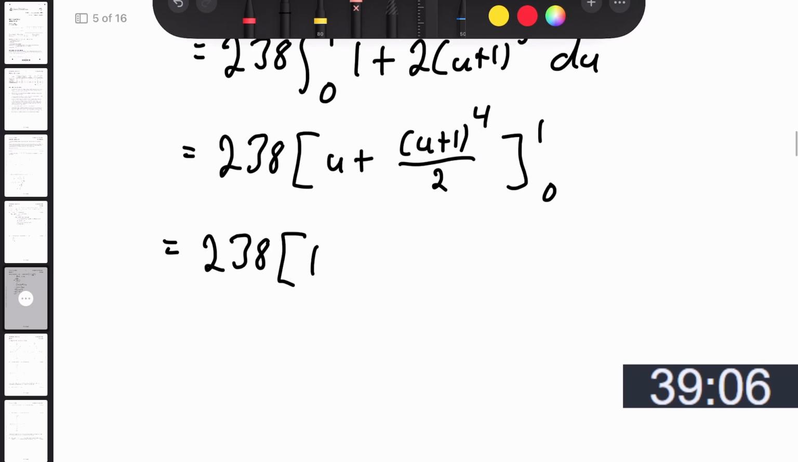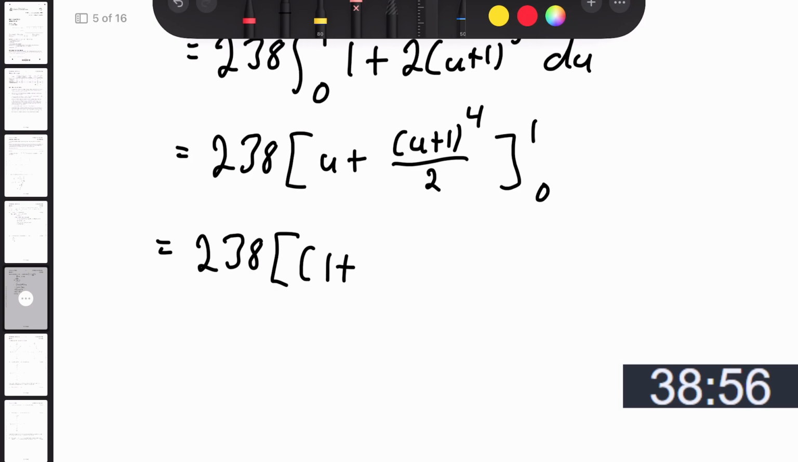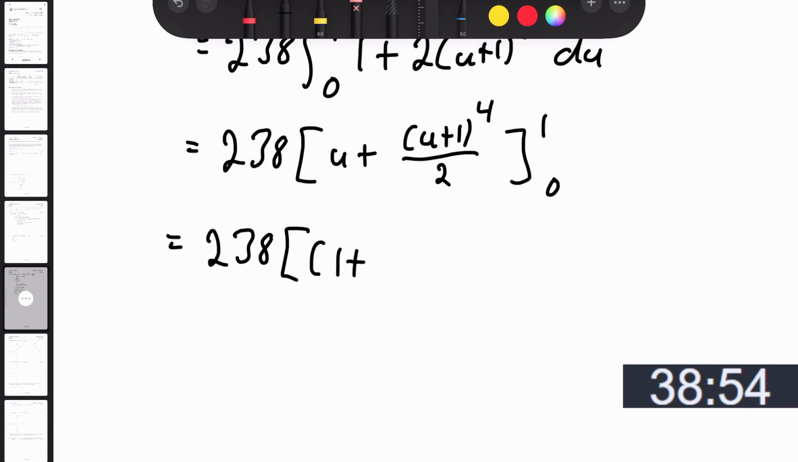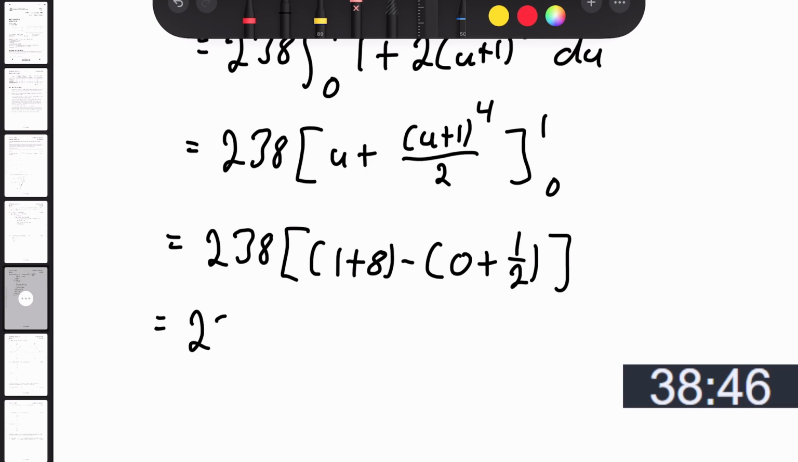of 1 plus, that's going to be 2 to the power 4, so 2, 4, 8, 16, so it's going to be 8, minus 0 plus 1 on 2, so this is going to be 238 of 9 minus a half, so it's 18, so 17 on 2.